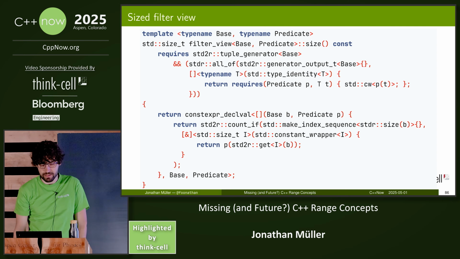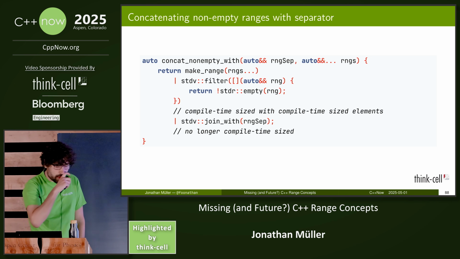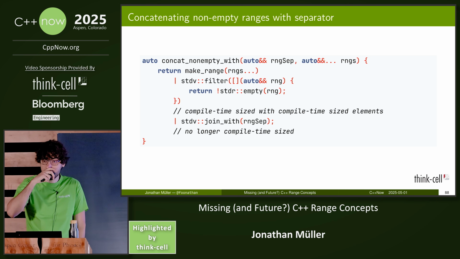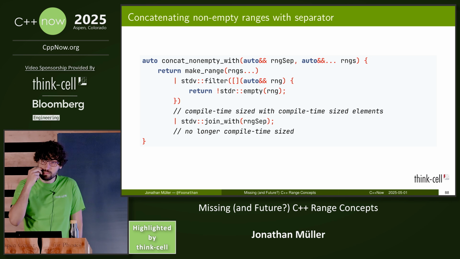Okay. Just a quick question. So the tuple generator, in your case, specifically here, you have the same types for the tuple, right? It's all not heterogeneous.